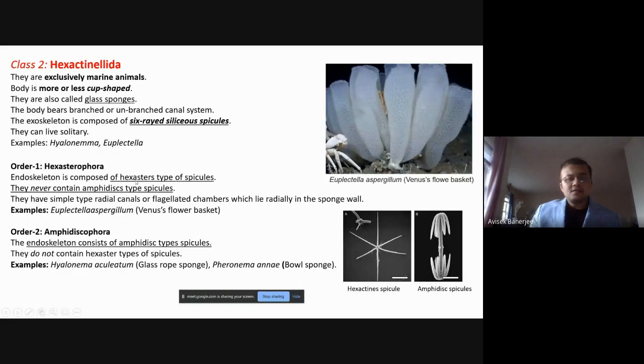But in case of the other order, Hexasterophora, they never contain amphidisc spicules. So all the spicules are 6-rayed. You can see here the 6-rayed spicules, but they don't have this amphidisc type of spicules. So that's the very cardinal feature of these 2 orders of Hexactinellida class. So just remember a few examples, any example in each of these orders.